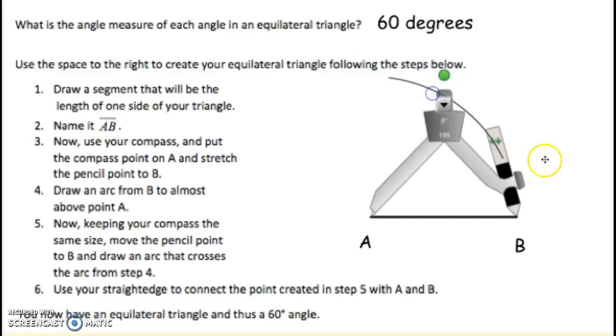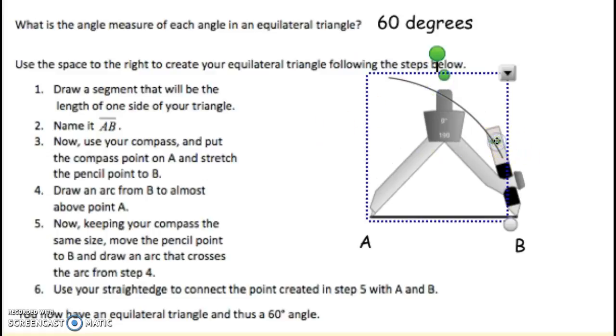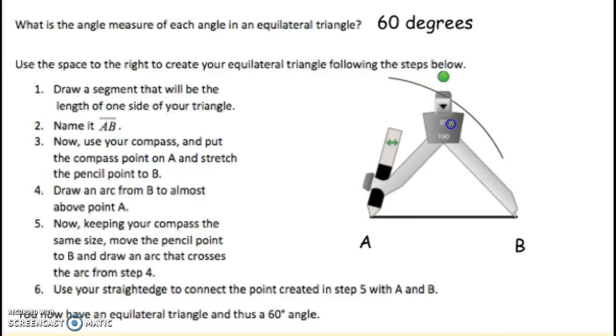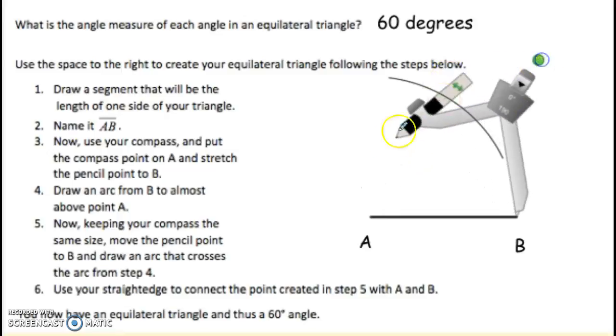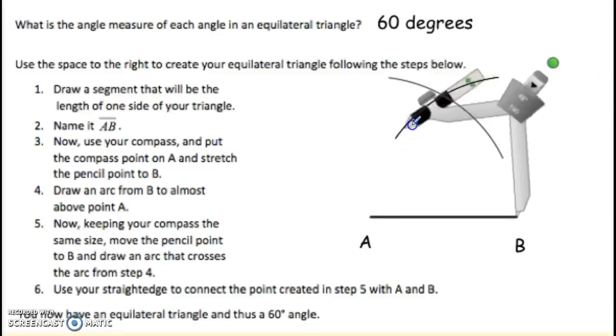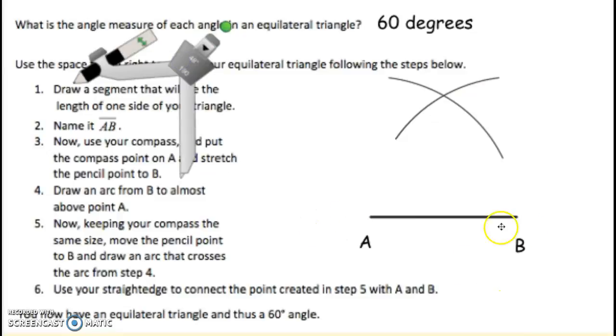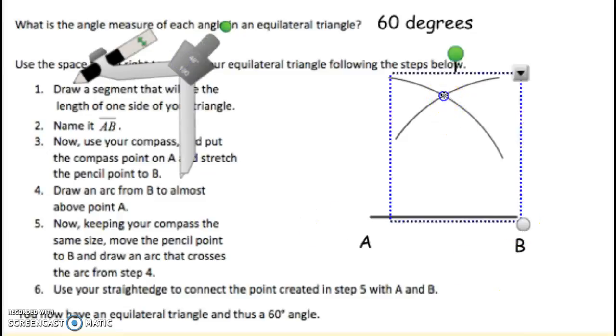Now I'm going to switch this around so that my compass point is at point B. And I'm going to do the same thing because remember we want this length to be the same. So from point B, I'm going to do the same exact thing. So what I really have here is a given length, and I know that this point where these intersect is that length away from A and that length away from B.